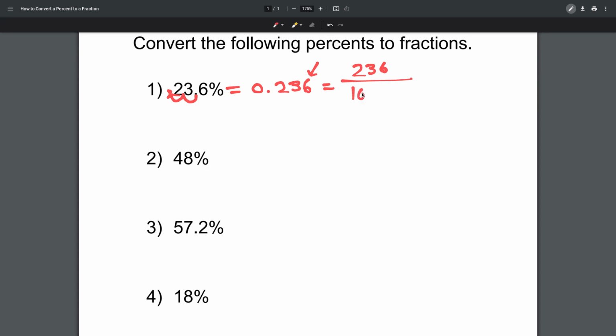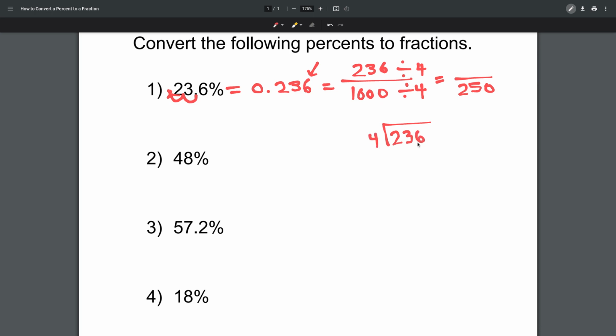So 236 over 1,000. Now I notice the last two digits, 36, are divisible by 4, so this entire number is divisible by 4, as is 1,000. So we're going to divide both the top and the bottom by 4. And I know on the bottom here we're going to get 250. And let's do 236 divided by 4.